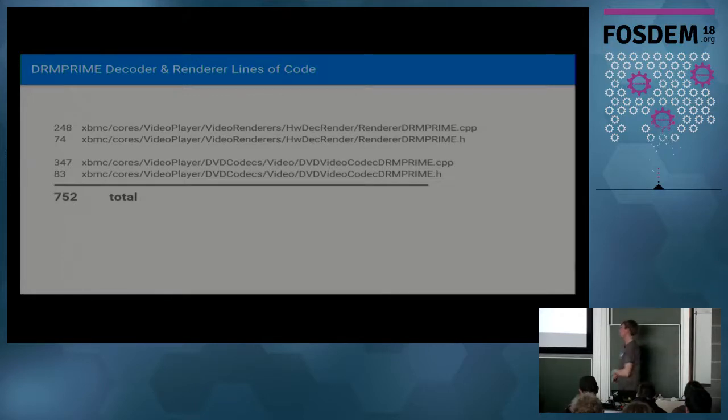This is the decoder and renderer that we wrote in Kodi with help by Jonas in the crowd there. It's 750 lines total code. I don't really expect it to get much bigger than that until a little bit in the future when HDR stuff is kind of calmed down. But that's all we need. And the nice thing about this as well is it is platform agnostic.